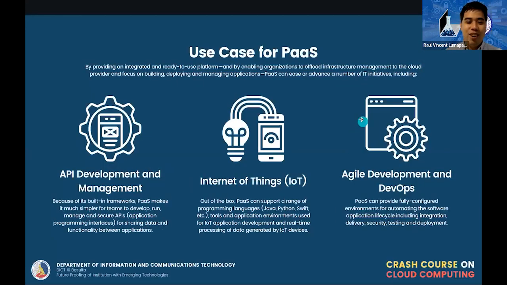Okay. So the use cases for PaaS. By providing an integrated and ready-to-use platform and by enabling organizations to offload infrastructure management to the provider and focus on building, deploying, and managing applications, PaaS can ease or advance a number of IT initiatives.